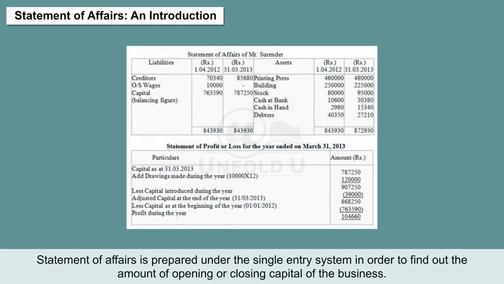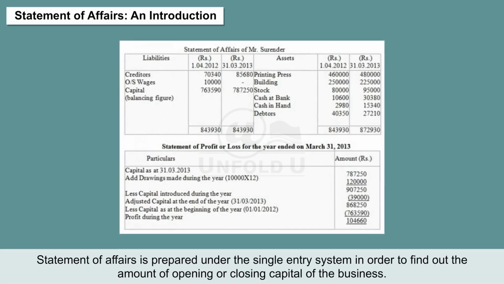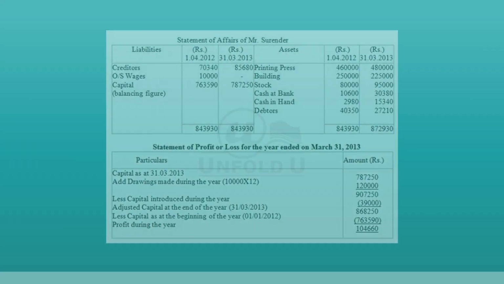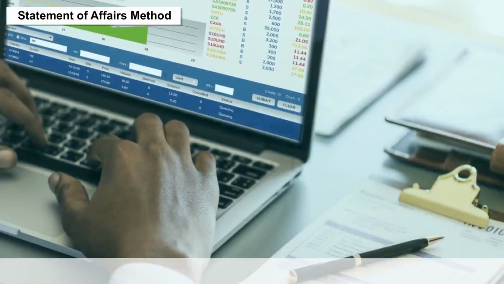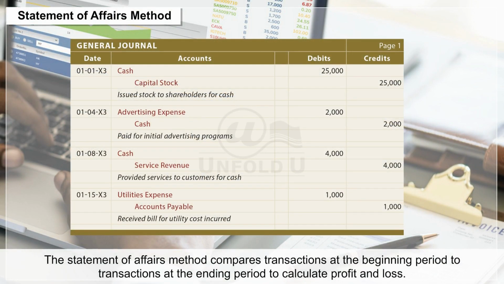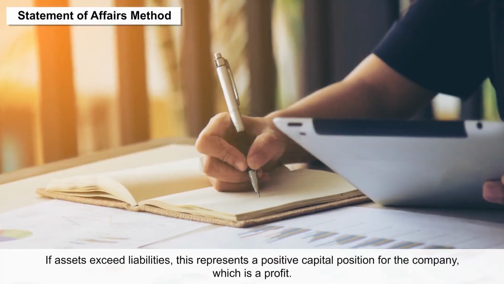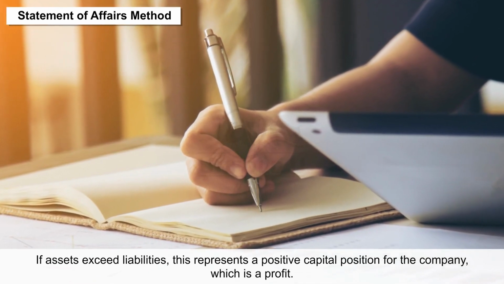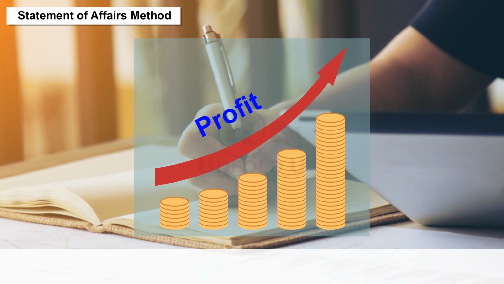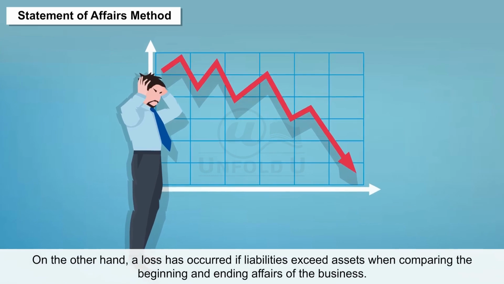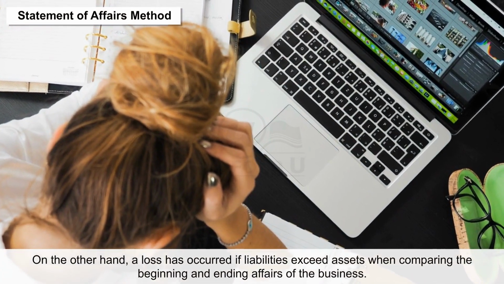Statement of affairs is prepared under the single entry system in order to find out the amount of opening or closing capital of the business. Statement of affairs method. The statement of affairs method compares transactions at the beginning period to transactions at the ending period to calculate profit and loss. If assets exceed liabilities, this represents a positive capital position for the company, which is a profit. On the other hand, a loss has occurred if liabilities exceed assets when comparing the beginning and ending affairs of the business.